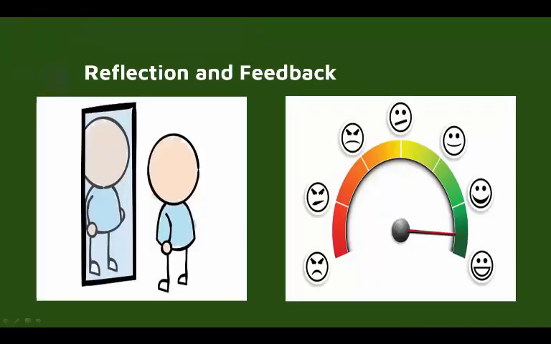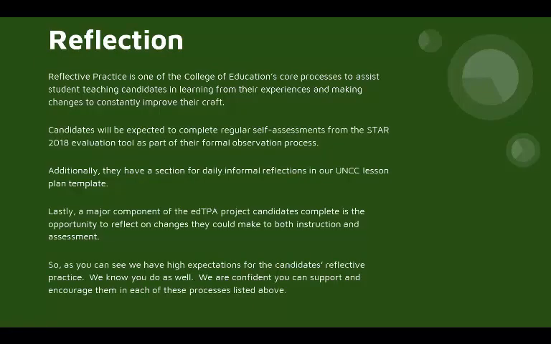Our next category of feedback is actually two areas that are very much intertwined, and that is reflection and feedback. The Cato College of Education framework includes reflective practice as one of its core practices to model, teach, and assess. We know that all highly effective educators use reflective practice to hone their craft and rarely become complacent with the status quo. Therefore, we pride ourselves on making that a focus throughout our programs.